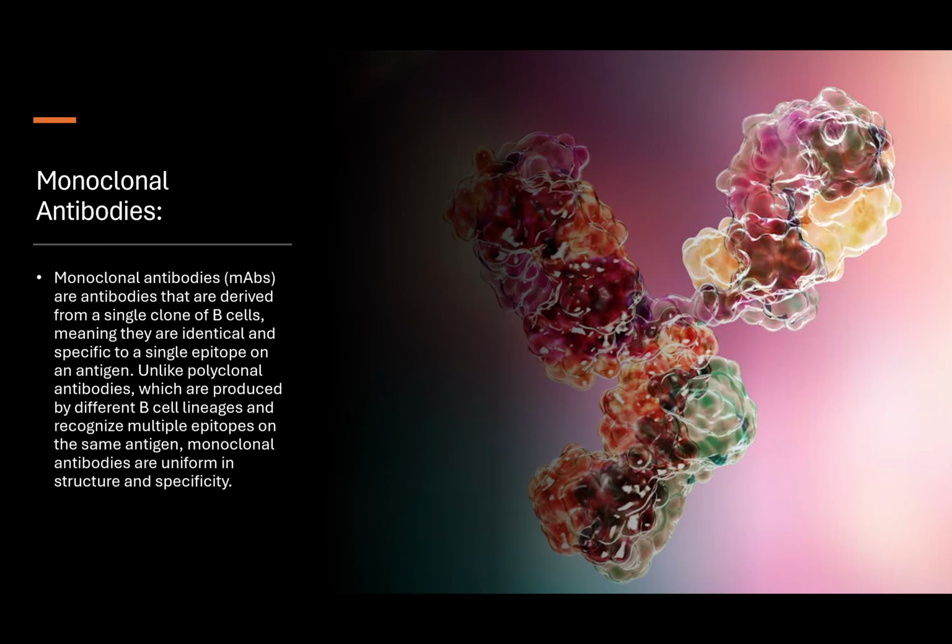Unlike polyclonal antibodies, which are produced by different B cell lineages and recognize multiple epitopes on the same antigen, monoclonal antibodies are uniform in structure and specificity. Uniform in structure and specificity, that's important there. It's the general structure of the antibody. It will be the same thing.